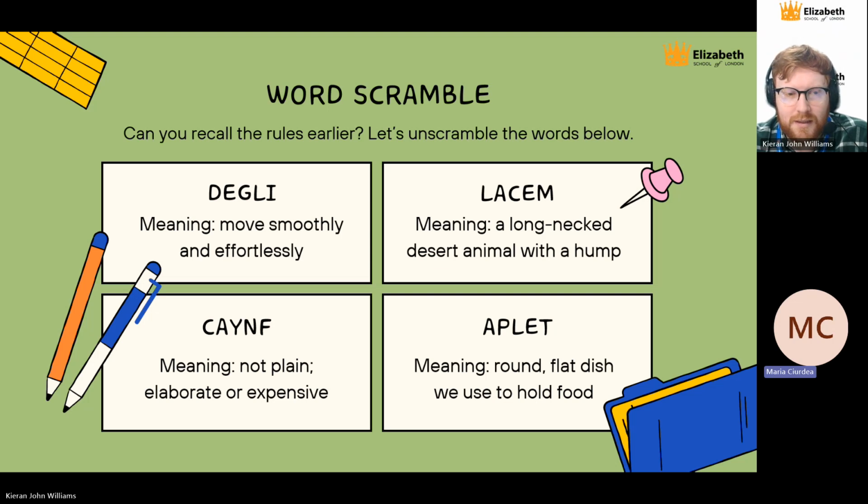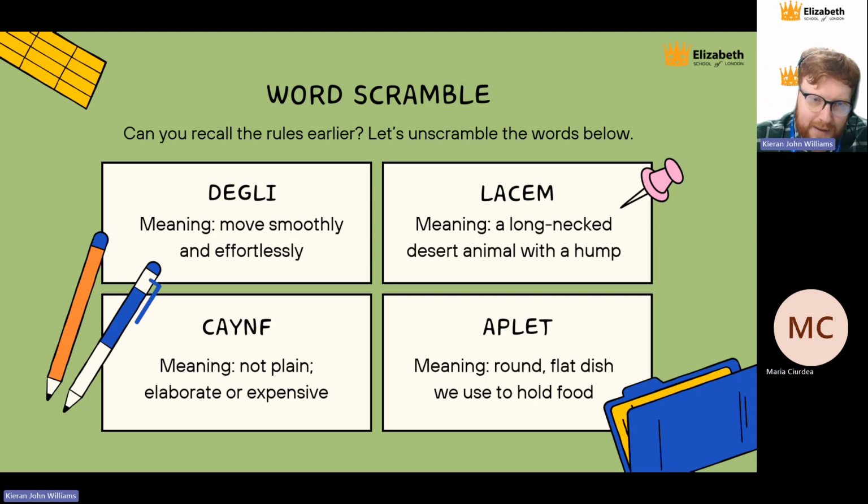Try. I'm trying. If you need a little bit of help, the first letter is G. Okay. Gilded? No, I don't know. No? All right, that's all right. We can come back to that one.